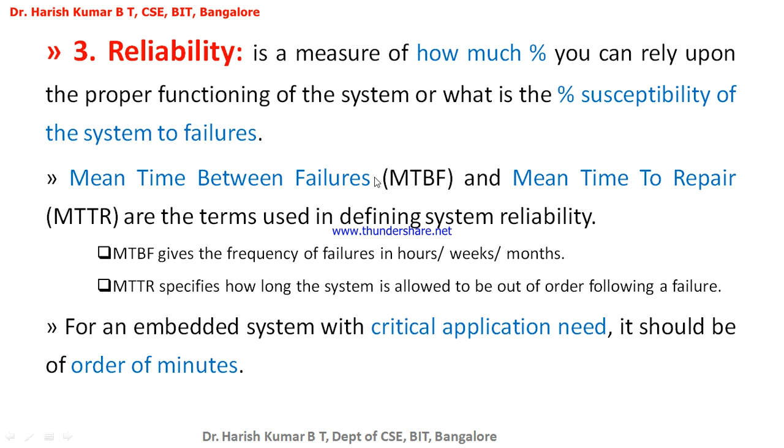Now mean time between failure gives the frequency of failures in hours, weeks, or months. How many times a system has failed in one hour, in a week, or in a month. And similarly MTTR specifies how long the system has taken to get repaired after its failure. So the reliability can be defined with respect to these two things. Mean time between failure should be very low, and mean time to repair should also be very low. When the system goes out of order, if you are able to repair it within no time, then again the system's reliability is more.